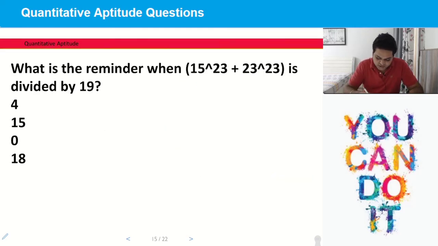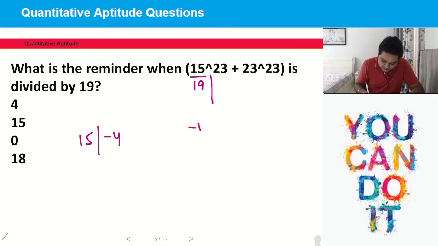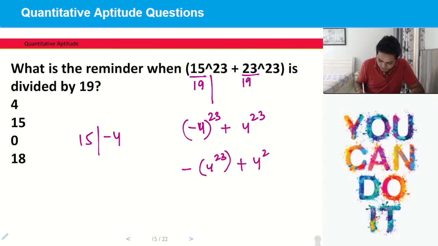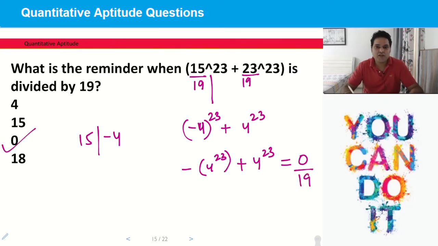Next is, what is the remainder when 15 raised to 23 plus 23 raised to 23 is divided by 19? If you divide 15 by 19, you get remainder as 15 or negative remainder will be minus 4. So we can rewrite this thing as minus 4 raised to 23. If you divide 23 by 19, you will get plus 4 raised to 23. So it is minus of 4 raised to 23 plus 4 raised to 23, that is 0 divided by 19. That gives you answer as 0.